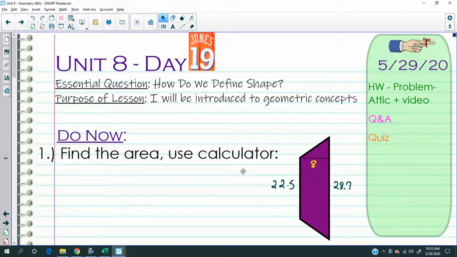Okay, all right. So there's the do now. Press pause, do the do now, use a calculator, and then we'll come back and go over it.